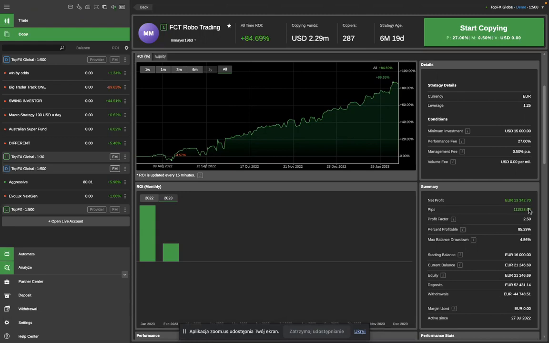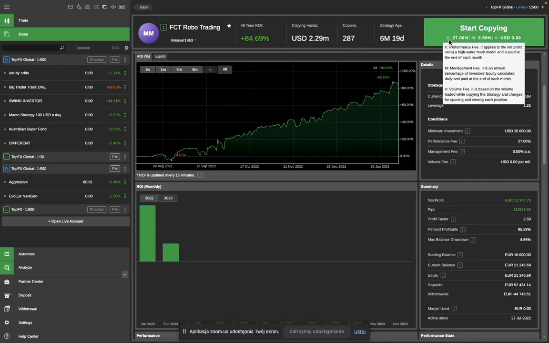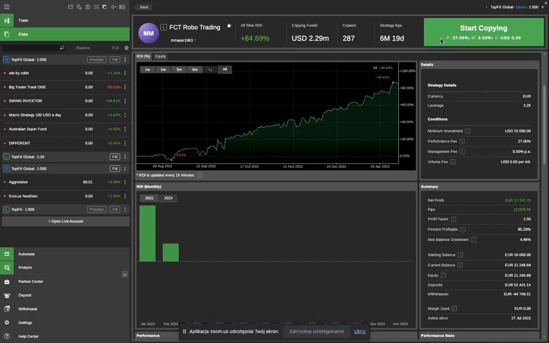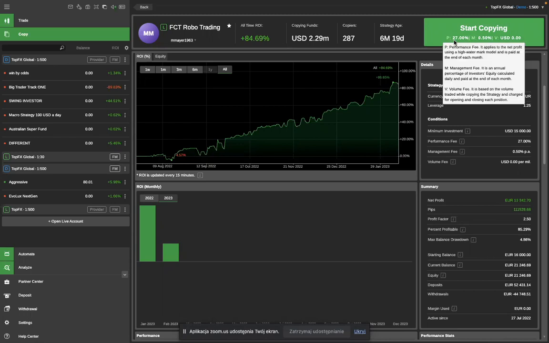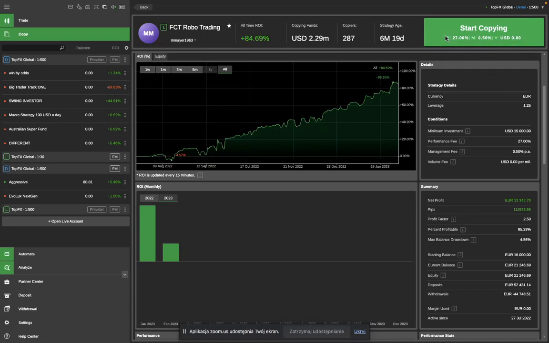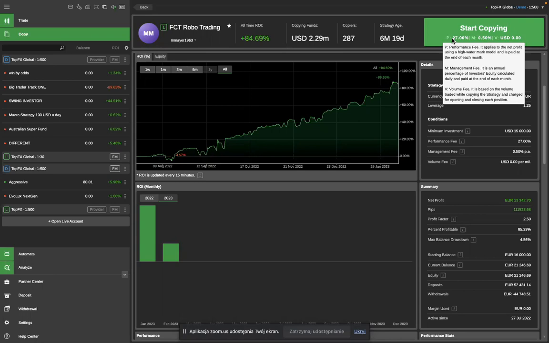How much? This strategy charges a 27% performance fee. It applies to the net profit using the high watermark model, and it's paid at the end of each month. Each month, the strategy provider will receive 27% of the net profit. The maximum you can set for the performance fee is 30%.